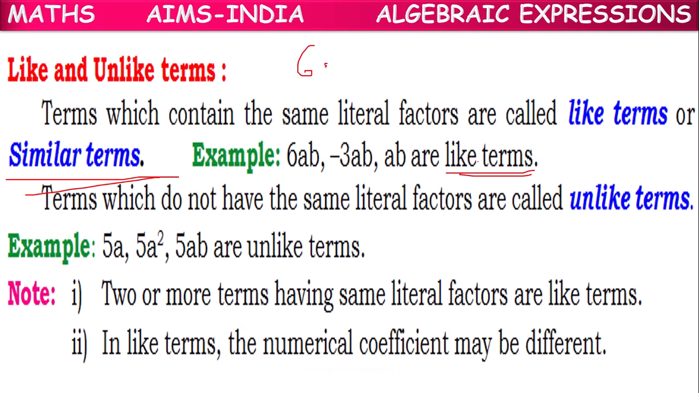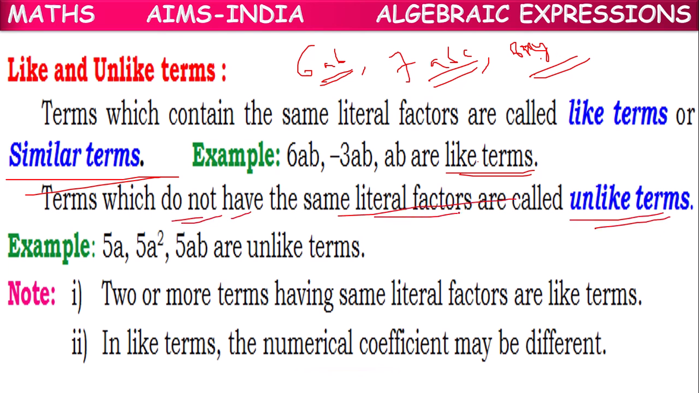Suppose you have 6ab, 7abc, 8xy. Here the literal factors are ab, here abc, here xy. Means they have different literal factors. So they are considered unlike terms. Means they do not have the same literal factors.